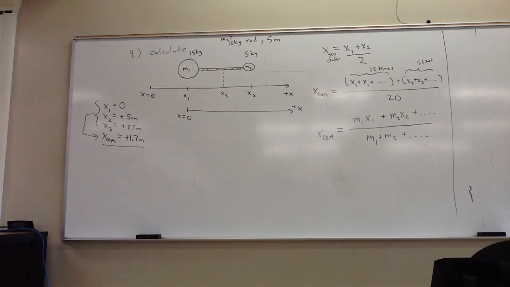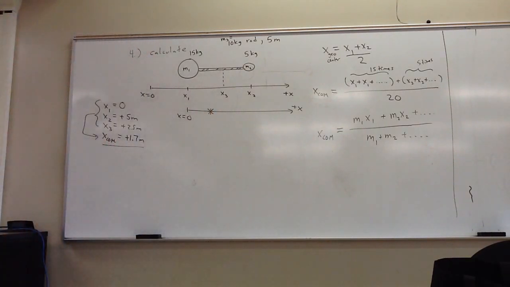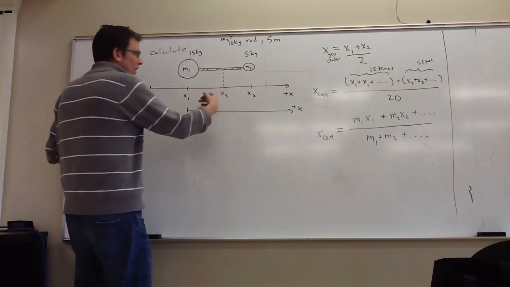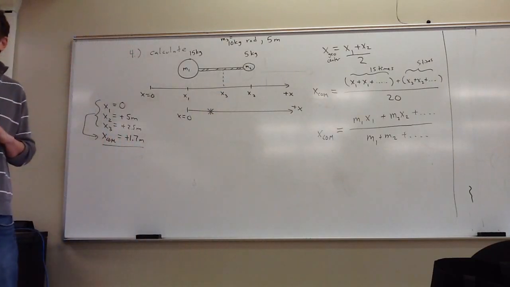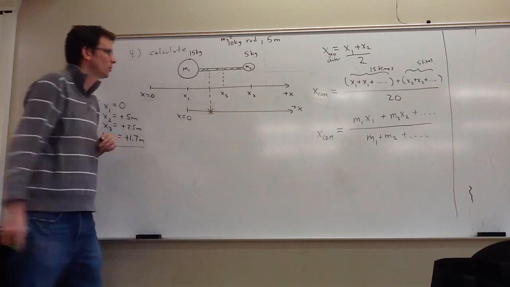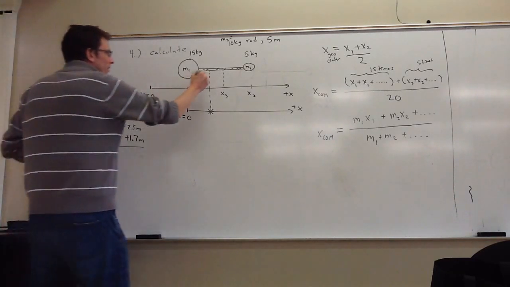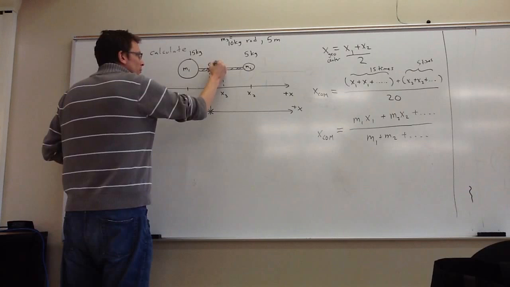So where would that be? Well, it'd be roughly about here, right? Does that make sense? Is that about the right spot? Should it be to the left of the midpoint? Yeah. It should be skewed towards the left because there's more mass on there. So that's the center of mass somewhere around there.